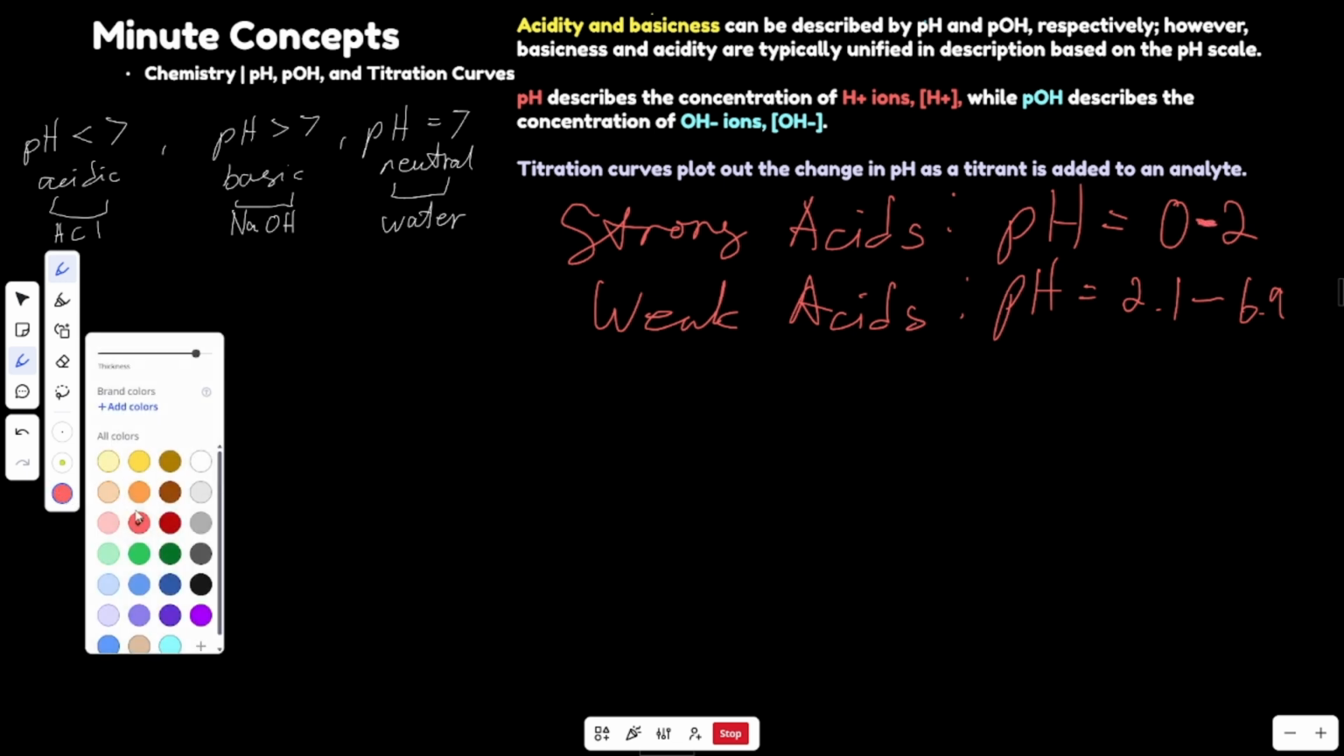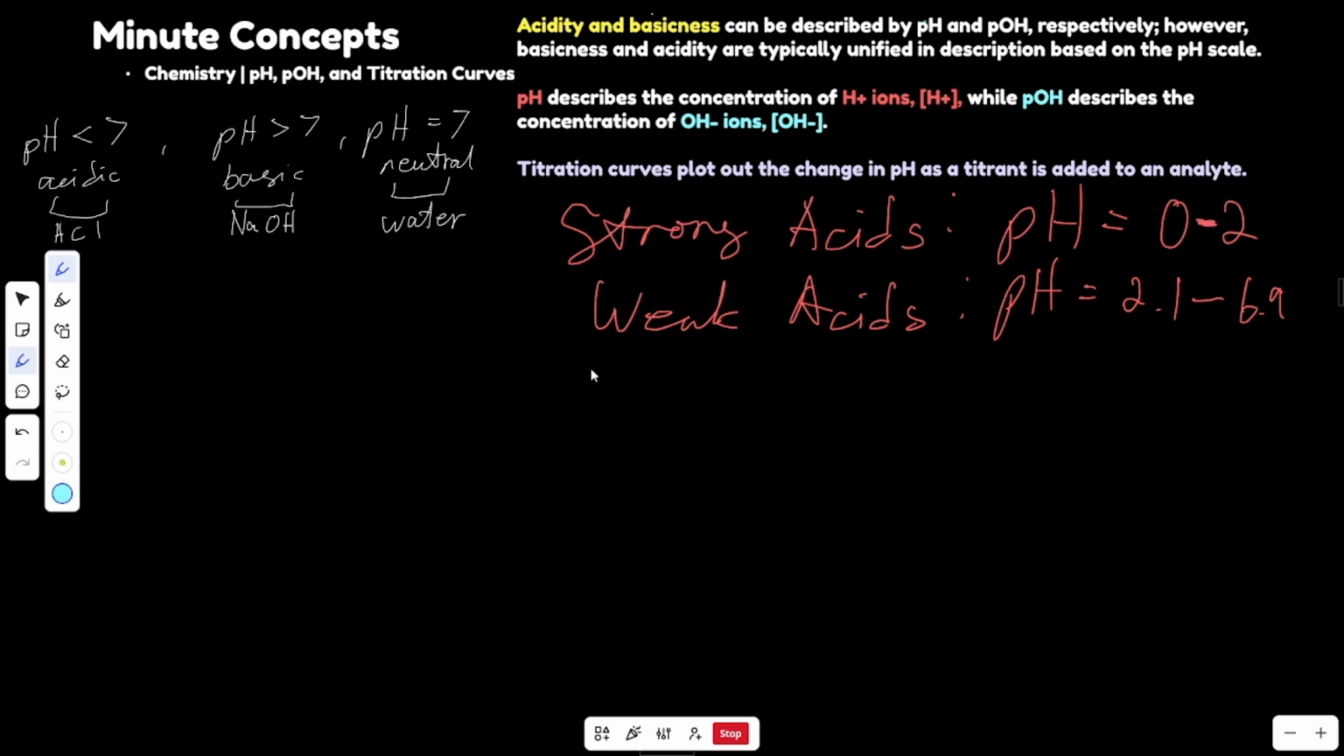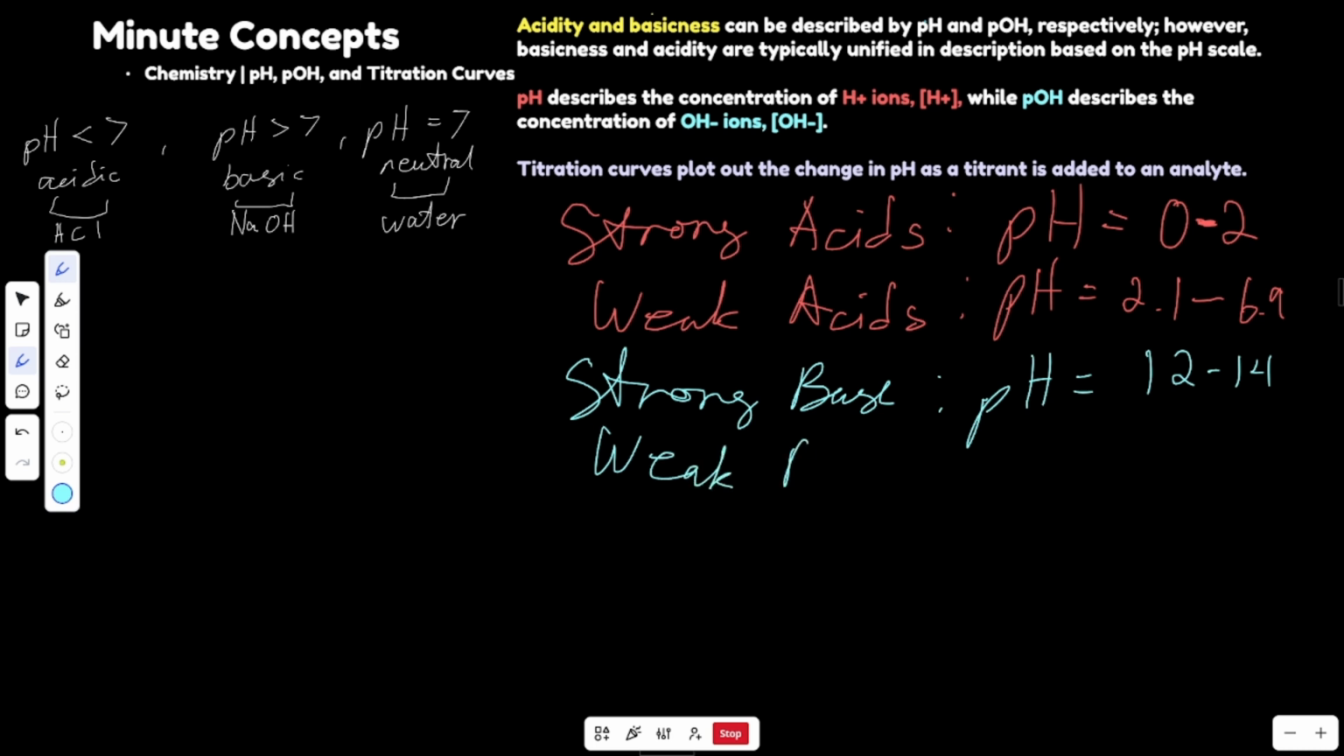Now, how about for bases? For bases, we have strong base. A strong base would have a pH of 14 to 12, or we can do it the opposite way, 12 to 14. And a weak base would be a pH of 7.1 to 11.9. So that's how we determine it based on pH.